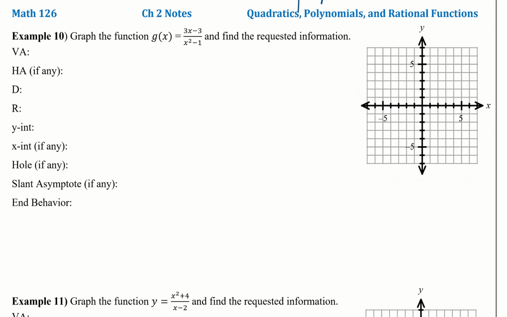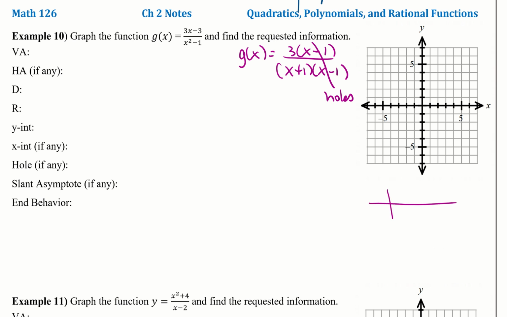All right, example 10. Again, I'm going to be graphing this. I'll start by factoring. I have a GCF on the numerator and a difference of 2 perfect squares on the denominator. Any factors that cancel out will be holes in the graph. So I have a hole in this graph. And the x-coordinate of that hole is at 1.